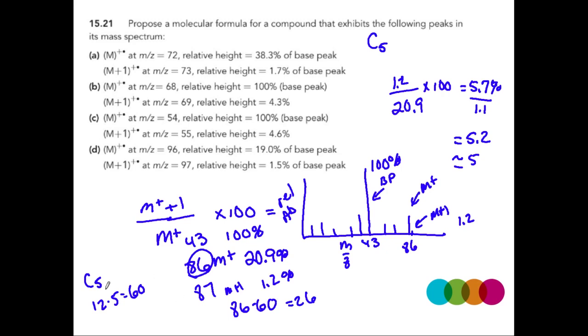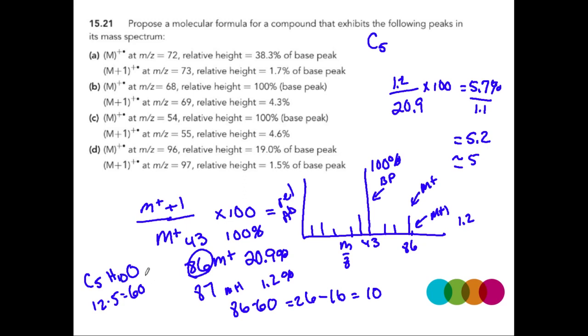Well, I can't have C5H26 because that's too many hydrogens. So what do I have? I have to have an oxygen somewhere. I have to have an oxygen in this molecule. So what does oxygen weigh? Oxygen weighs 16, okay? So 26 minus 16 is 10. So that means if I have an oxygen, then my molecular formula is going to be C5H10.